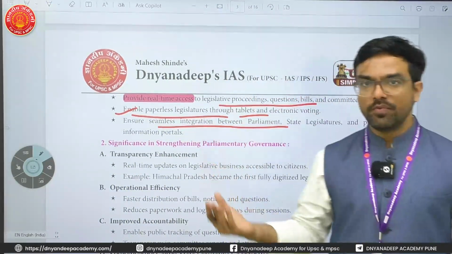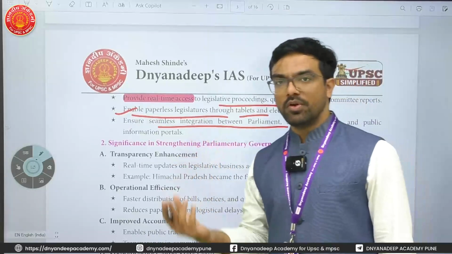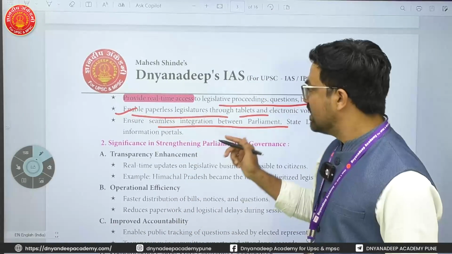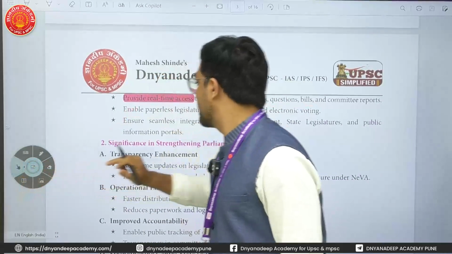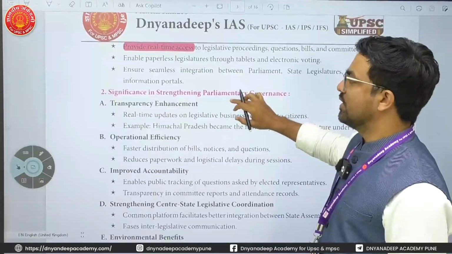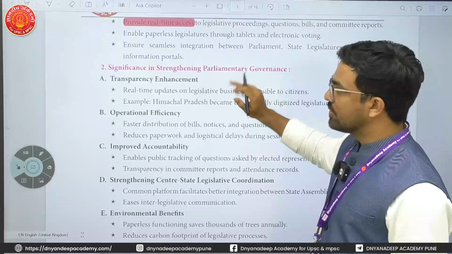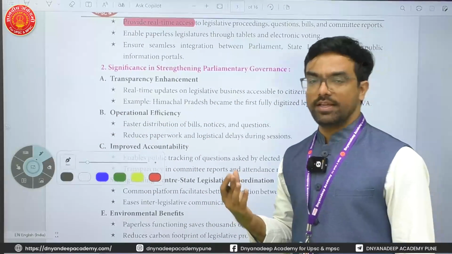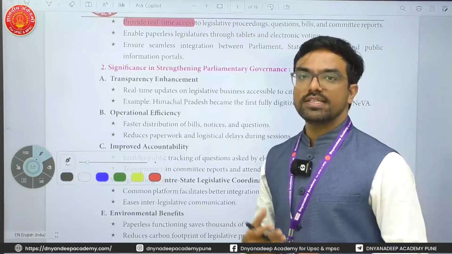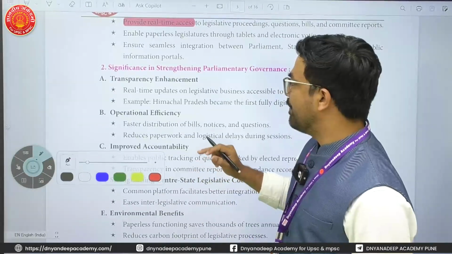What rules are being followed in Parliament, and what rules are being followed in the state legislature? So there is a seamless integration because of this National e-Vidhan Application. These were the features of the National e-Vidhan Application in short. Now we will discuss its significance, and evaluate it. So what is the significance of this National e-Vidhan Application?